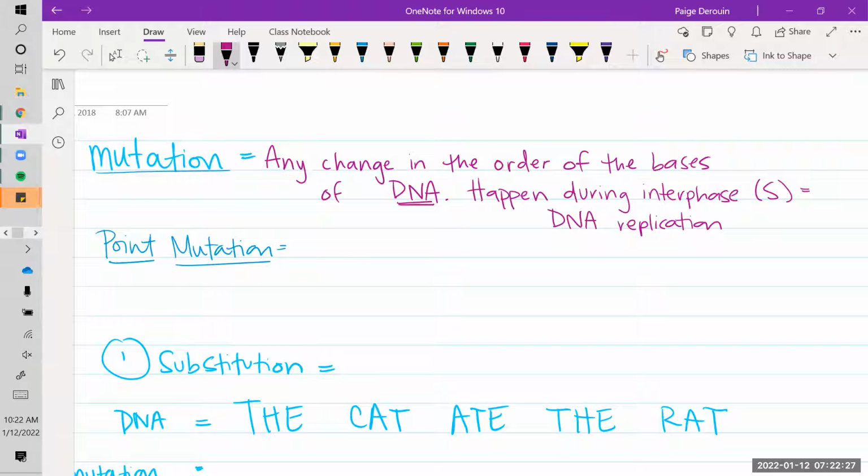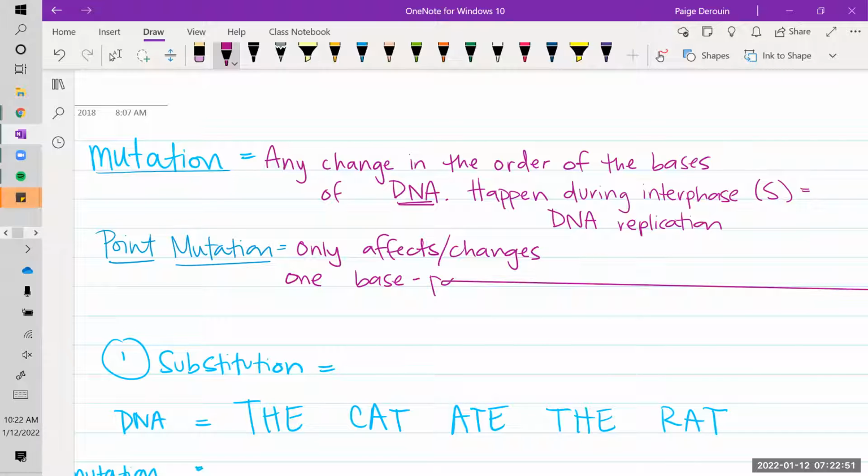Today, we're going to talk about just point mutations. A point mutation is a mutation that only affects or changes one base pair, so one C and G or one A and T. One base pair. And a base pair is an A and a T or a C and a G. So these are really small mutations.